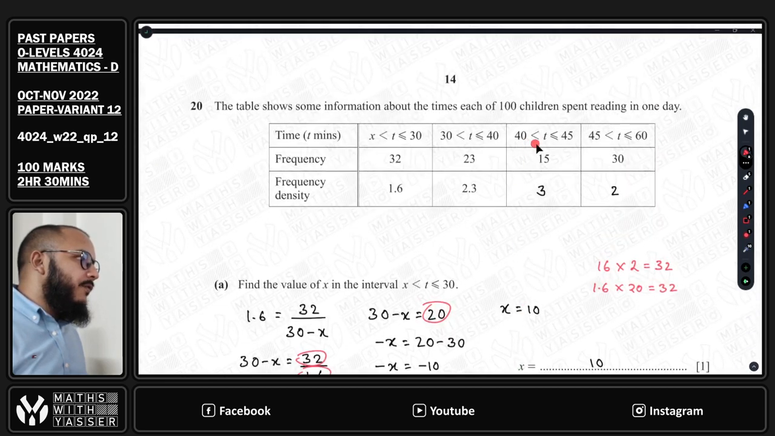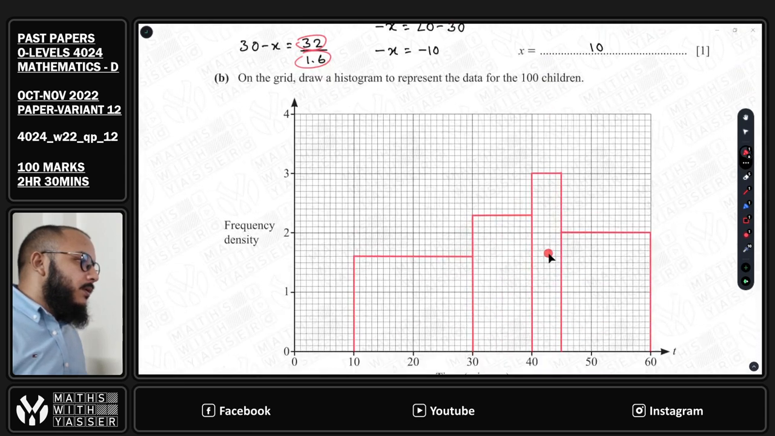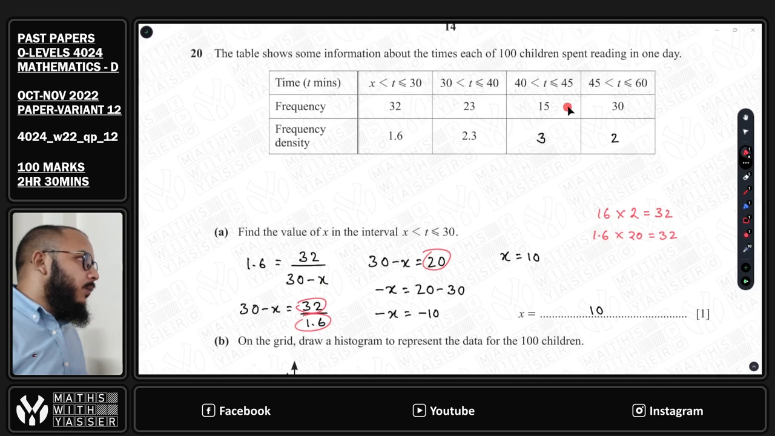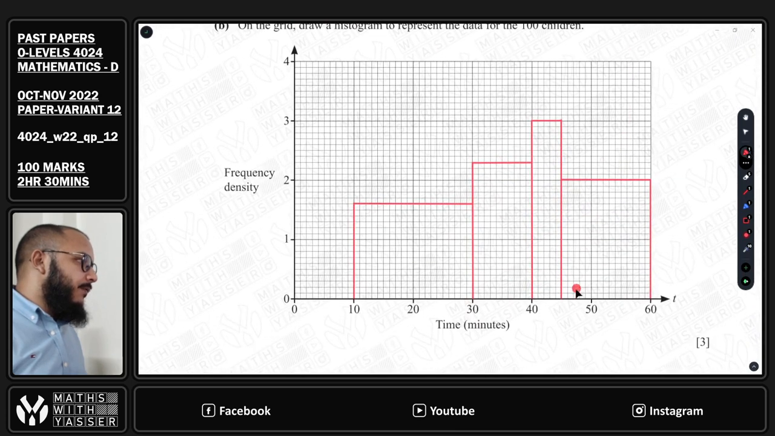Then we have between 40 to 45, the frequency density is 3. So between 40 to 45, each of these boxes along the x-axis is of 1 unit. So this is 45 and this is 3. Then we have between 45 and 60, the frequency density is 2. So between 45 and 60, the frequency density is 2.